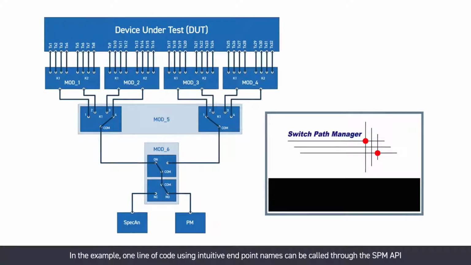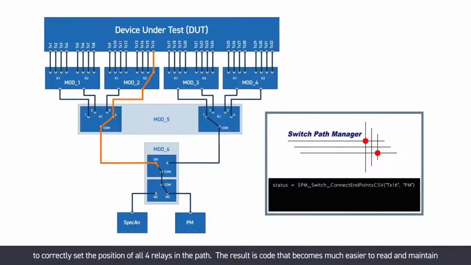In the example, one line of code using intuitive endpoint names can be called through the SPM API to correctly set the position of all 4 relays in the path. The result is code that becomes much easier to read and maintain.